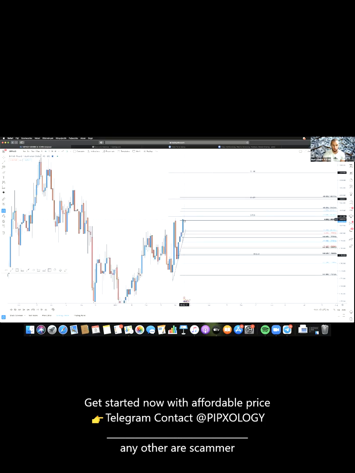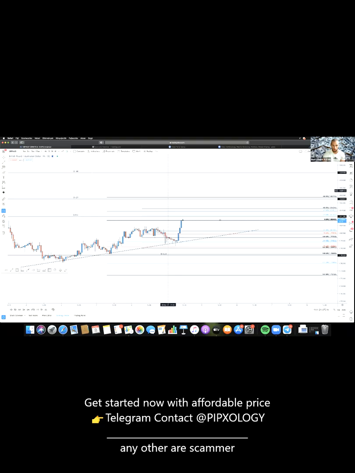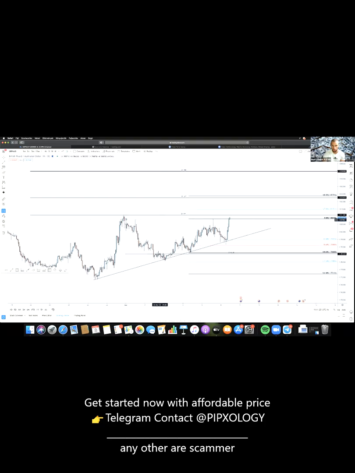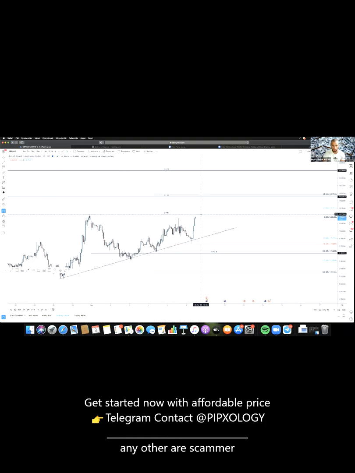So the first target is almost hit. It was basically the daily previous high level, and the price almost hit that level. The bigger picture still indicates it will continue much higher.